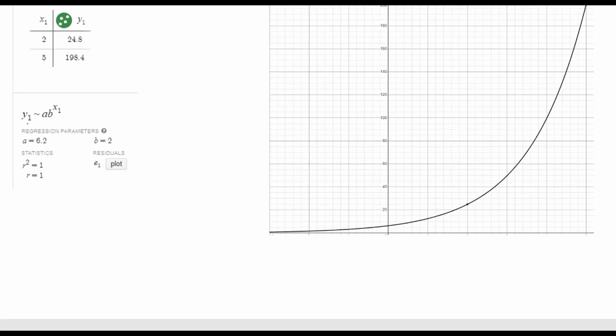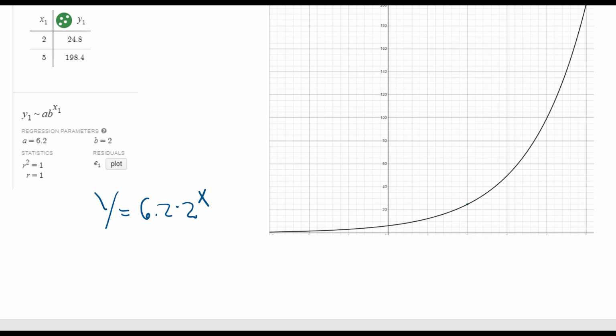So then I did y1, because that's this column here, is approximately, that's that shift. You hit the shift and the button next to the 1 on your keyboard. It's approximately a times b to the x1. The x1 was this column here. And it came up with the a being 6.2 and the b being 2. So our y equals 6.2 times 2 to the x.